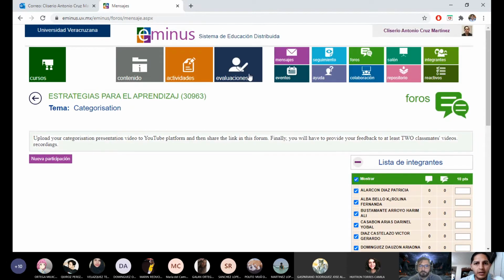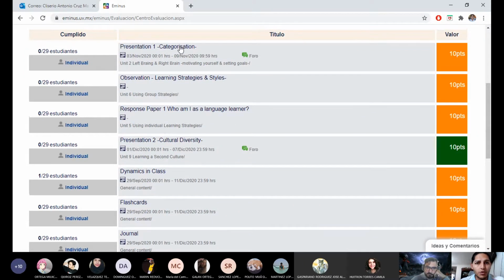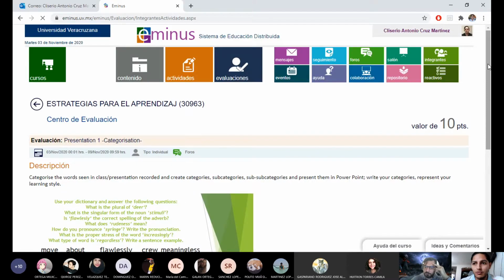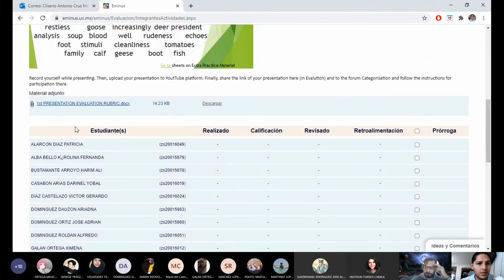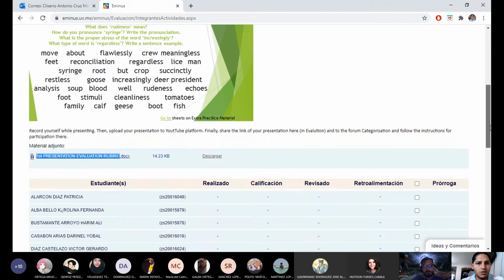Let's go back to evaluations. You need to consider the scoring rubric, and your participation in the forum is part of the evaluation. Go again here and you will find the evaluation rubric and the criteria. First presentation evaluation rubric, this is what is expected from your presentation. You can download it and you will find the rubric.